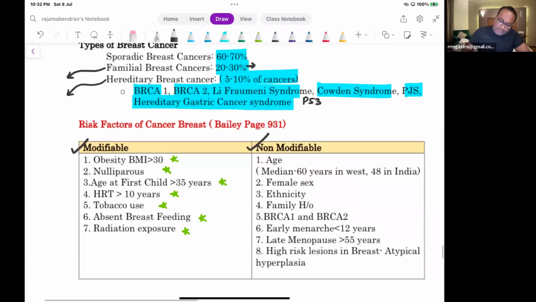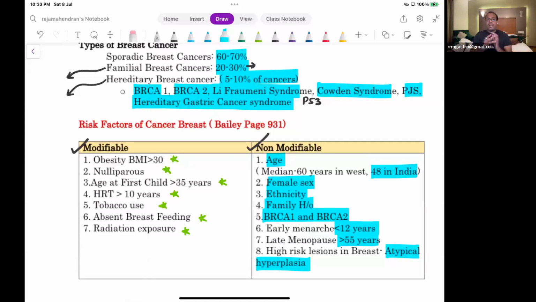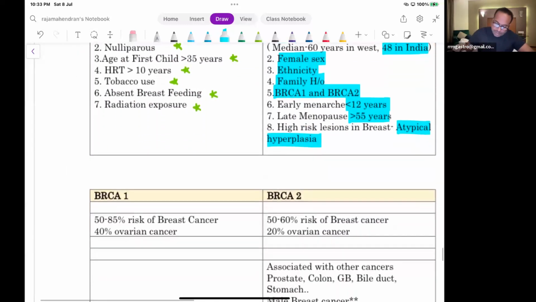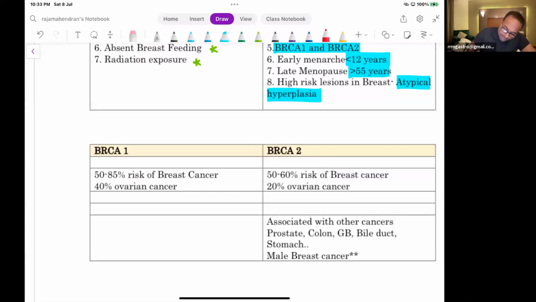So non-modifiable risk factors are age. இந்தியால பாருங்க 48 வயசு median age for cancer. Female sex, ethnicity, family history, BRCA1, BRCA2, early menarche, late menopause, and atypical hyperplasia இருந்தா they are non-modifiable risk factors. So risk factors of cancer breast, please don't forget modifiable and non-modifiable risk factors. This can come as MCQ. BRCA1, what is the chromosome number? It is 17q. BRCA2 is 13q.